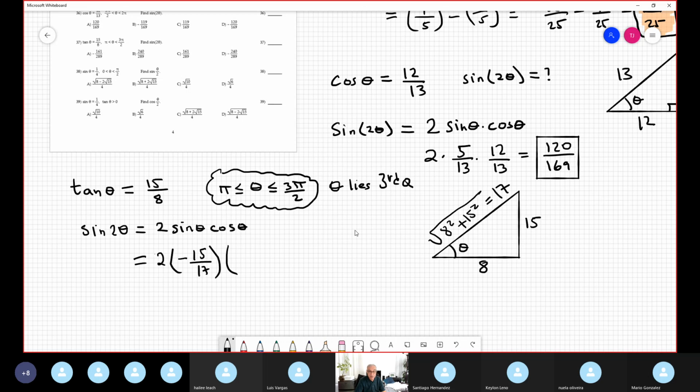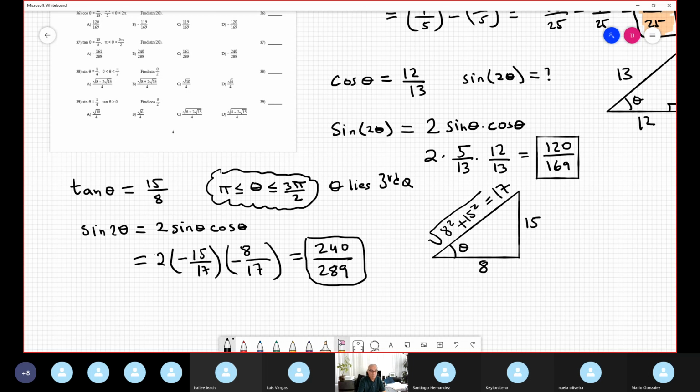Cosine is 8, que es adjacent over the hypotenuse, but again it's negative. But I don't care, because negative times negative is positive. Well, okay, not always, but in this case, yes, because my double angle may lie in the second quadrant or in the first quadrant. I want to investigate after, but it's not important. You multiply 2 times 15 times 8, 16 times 15 is 240, divided by 17 times 17, which is 289. That is the answer.